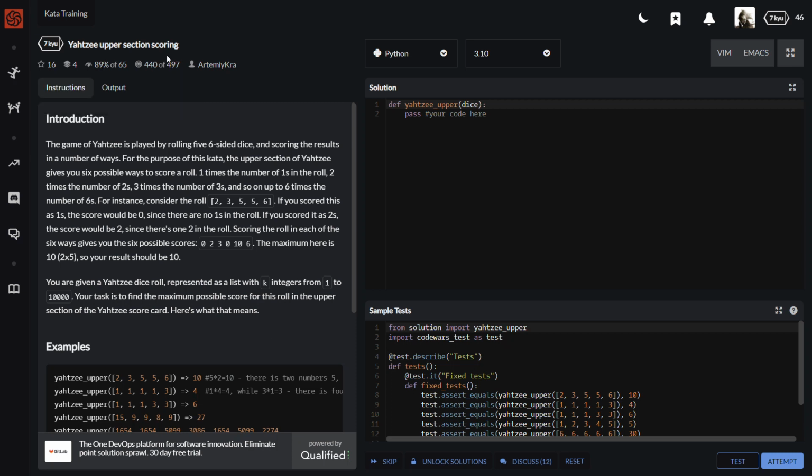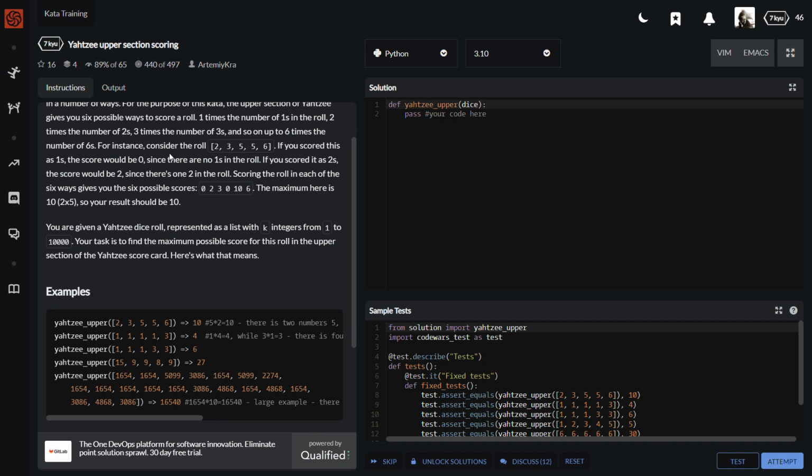Yahtzee upper section scoring. The game of Yahtzee is played by rolling 5 6-sided dice and scoring the results in a number of ways. For the purpose of this kata, the upper section of Yahtzee gives you 6 possible ways to score a roll. 1 times the number of 1s in the roll, 2 times the number of 2s, 3 times the number of 3s, and so on up to 6 times the number of 6s.